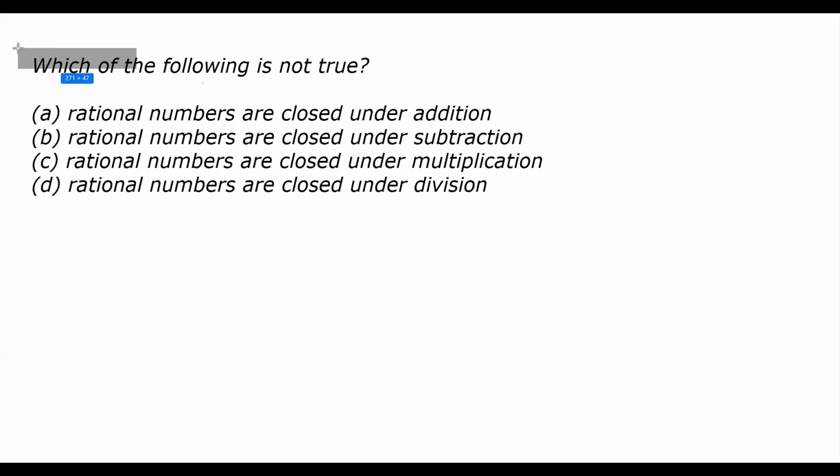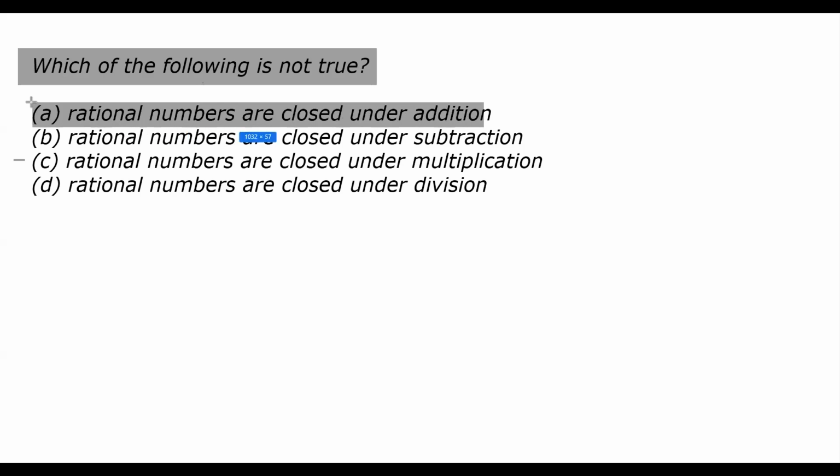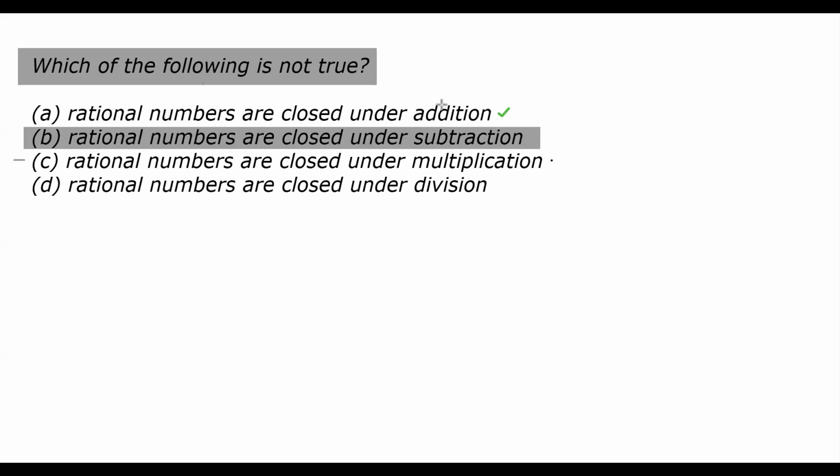The first question is, which of the following is not true? The first option is that rational numbers are closed under addition. We should say it's true because on adding any two rational numbers, we get a rational number. The second option says rational numbers are closed under subtraction. This is also true, as when you subtract any two rational numbers, you get a rational number. And the next is rational numbers are closed under multiplication. If you multiply any two rational numbers, you will get a rational number. So this is also correct.